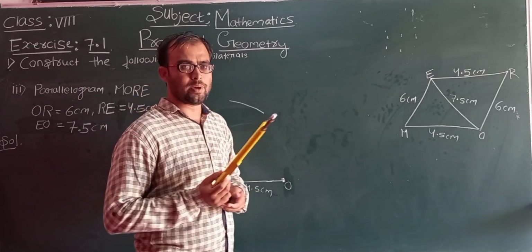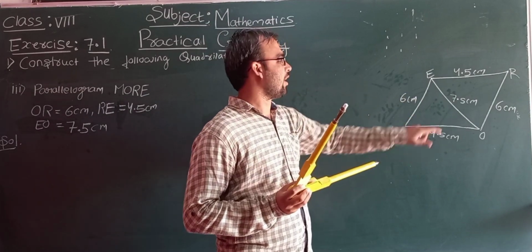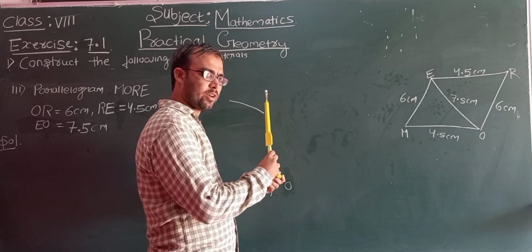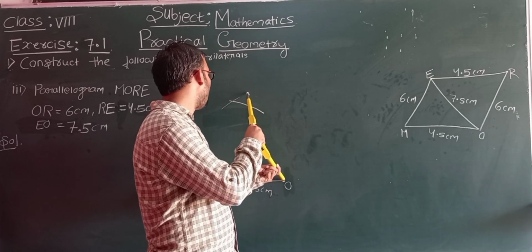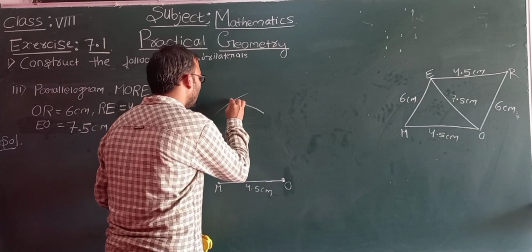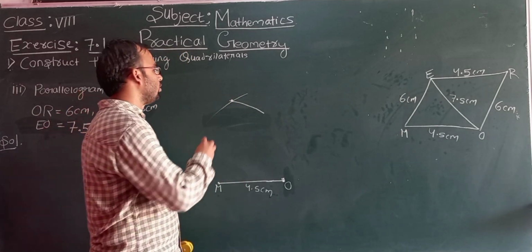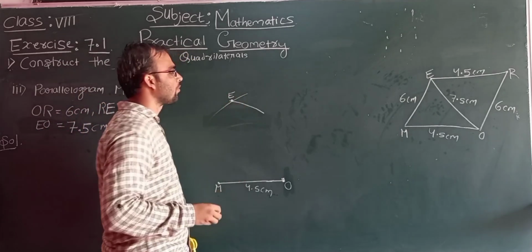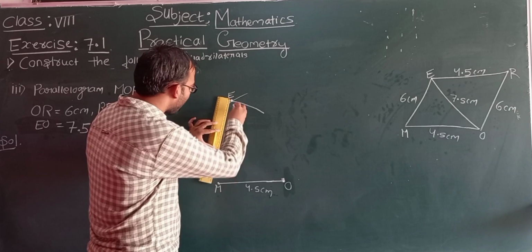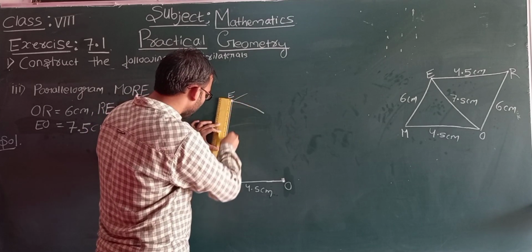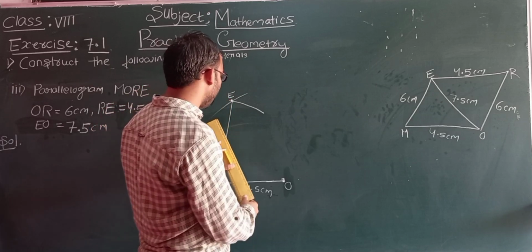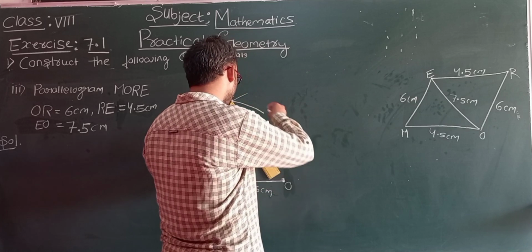Students, assume that I have set the compass to 7.5 centimeter. Now with O as center, draw the arc. Then join the points of intersection. This is E. Now what do you need to do? You need to join EM and EO.